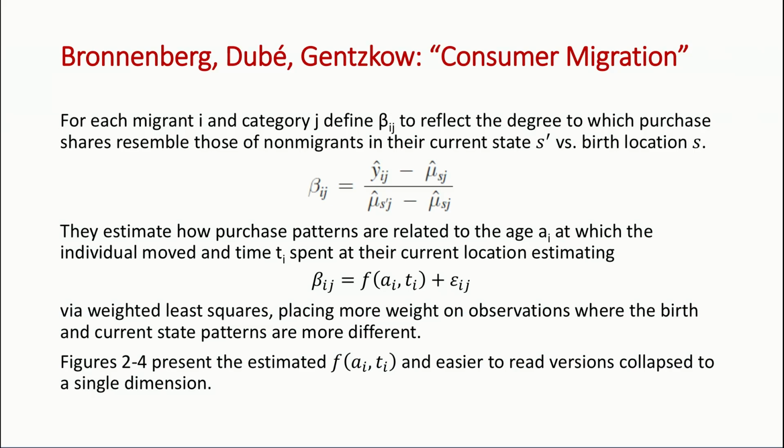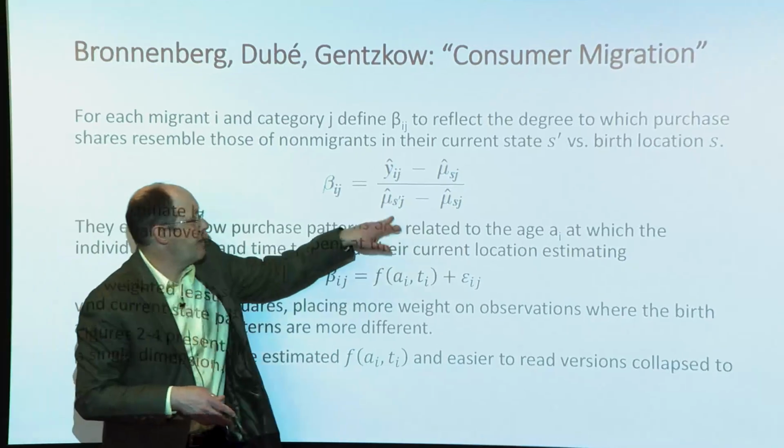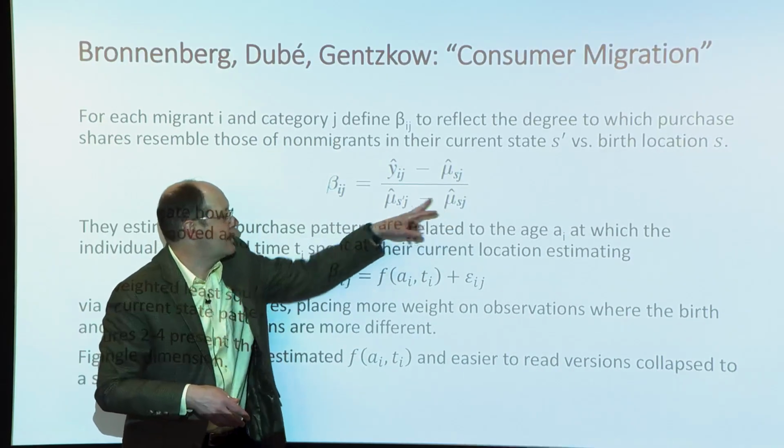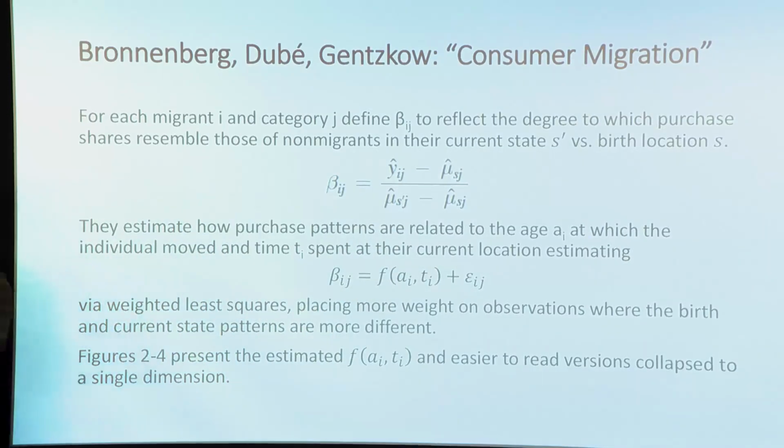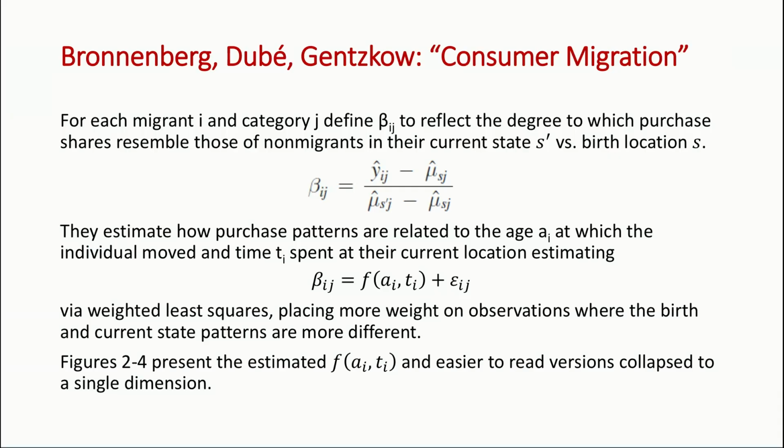And then they do this via weighted least squares. If you think about it, if U_S and U_S' are almost identical, we're getting almost no information from that market, and it's where U_S and U_S' are very different that we're getting information. So they do a weighted least squares estimate, weighting the behavior of people who made moves between more different places.